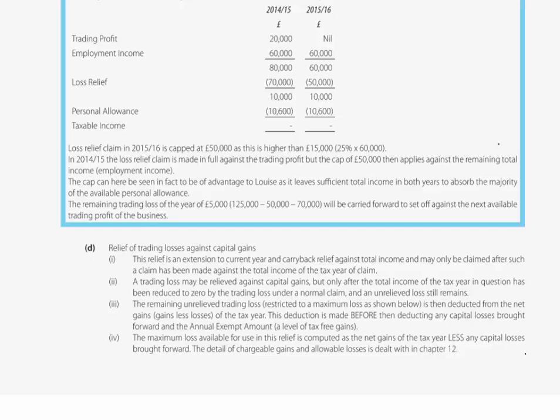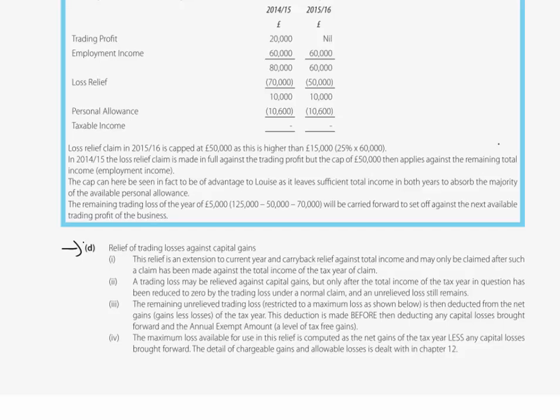If a taxpayer makes a claim against total income in the way that we've seen in the current tax year and or the preceding tax year, and after a full claim has been made, there is still some loss remaining, some of the trading loss still remains, then what we have is the option to go for a very different type of loss relief. Remember, this is a trading loss that we're dealing with within the income tax computation. Yet here we see in Part D of this section that we have the ability to relieve a trading loss against our capital gains.